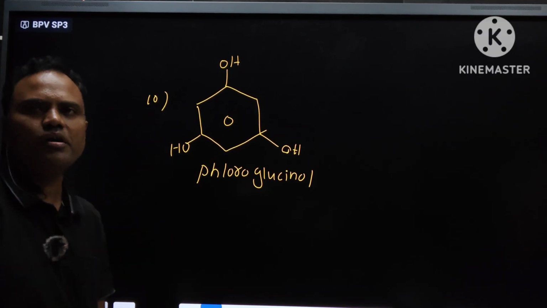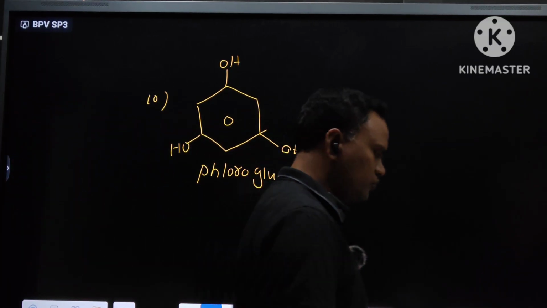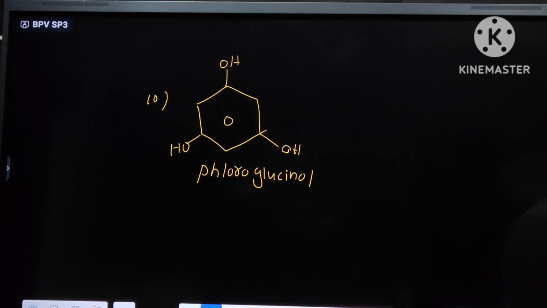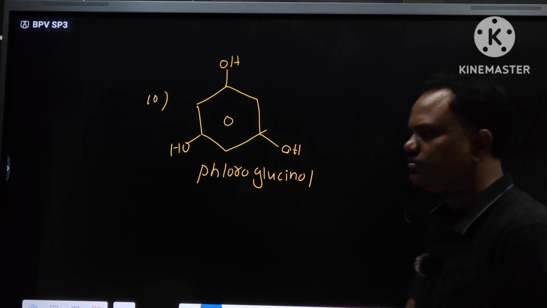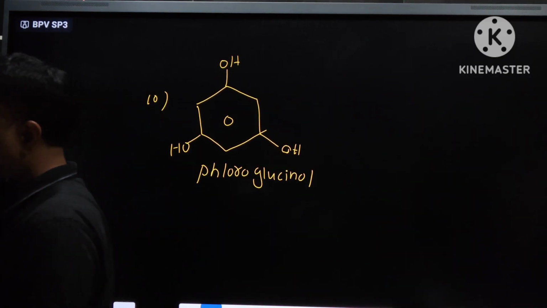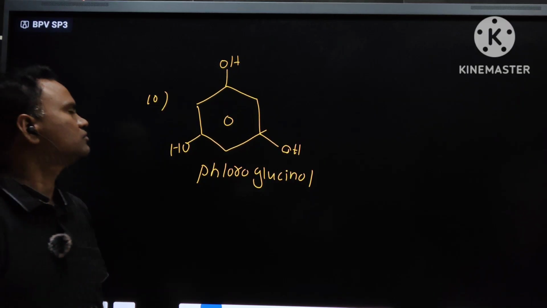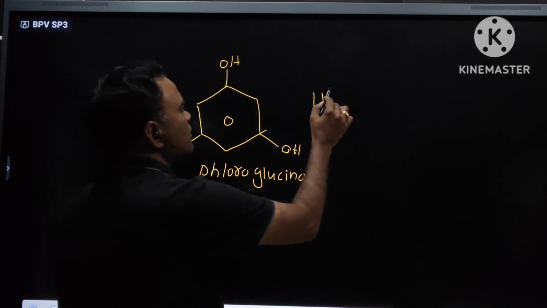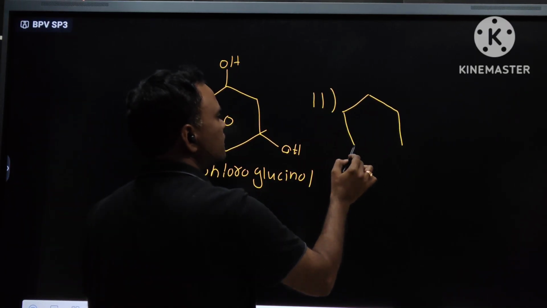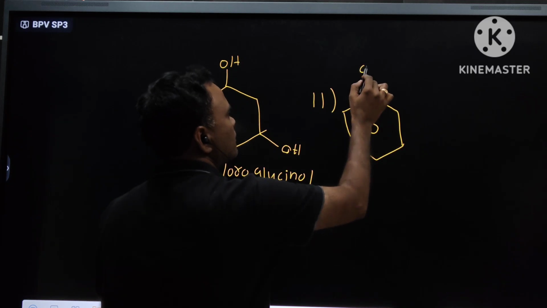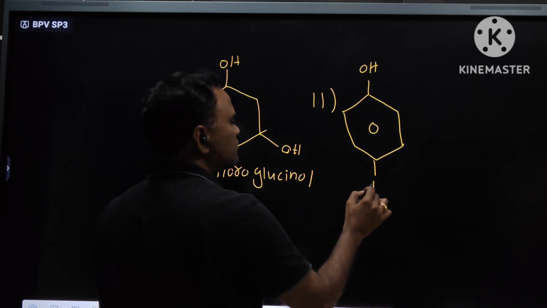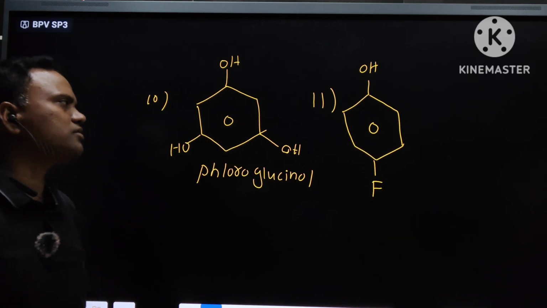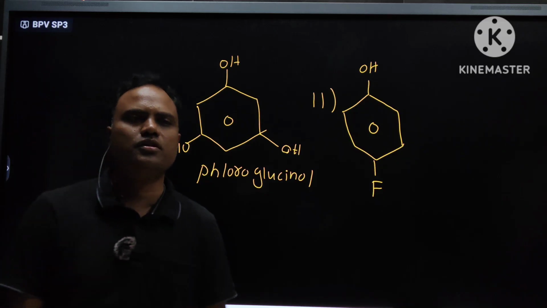Fluoroglycinol. In which of the following are 3 OH groups present? The answer is phloroglucinol. The 11th one: all are very, very important. You can say this easily. Try this. Anybody? Very easy.